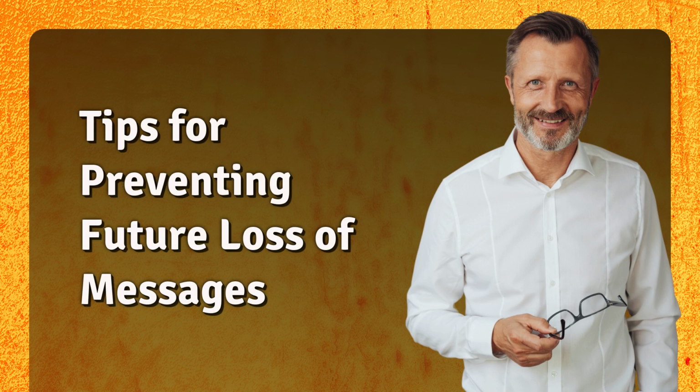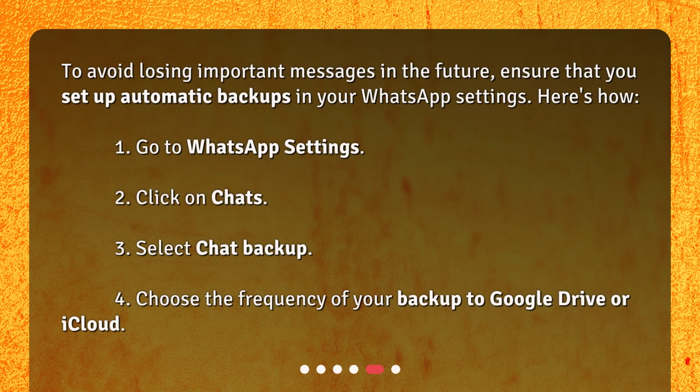Tips for preventing future loss of messages. To avoid losing important messages in the future, ensure that you set up automatic backups in your WhatsApp settings. Here's how. 1. Go to WhatsApp settings. 2. Click on Chats. 3. Select Chat Backup. 4. Choose the frequency of your backup to Google Drive or iCloud.